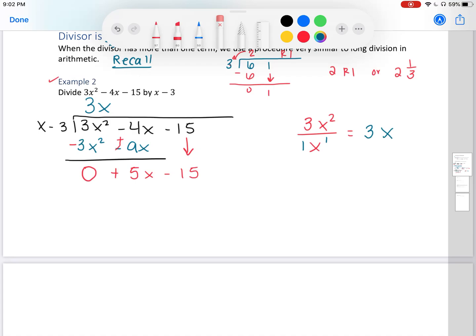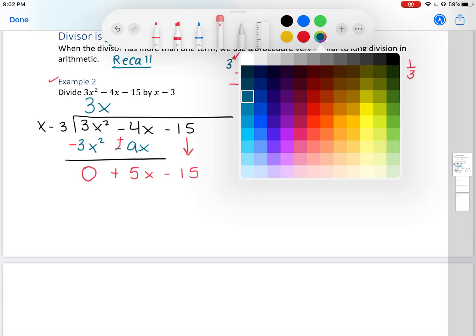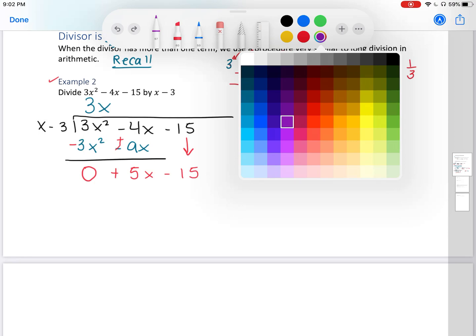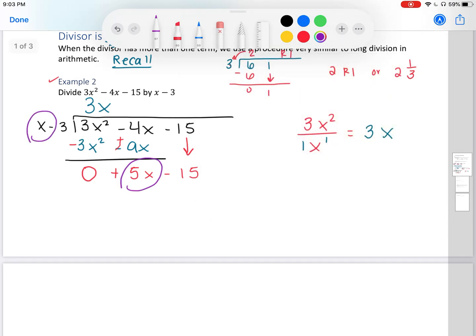Okay, let's do this again. So you're going to divide your first term. 5x divided by x. Let's show the work on the side. 5x divided by x. x divided by x is 1, so we're just left with 5.